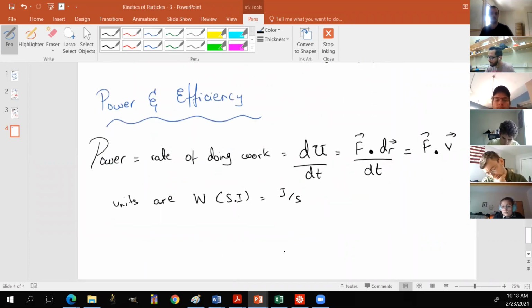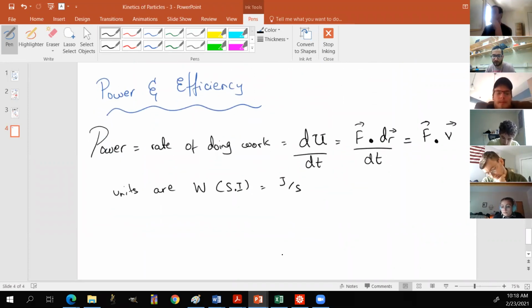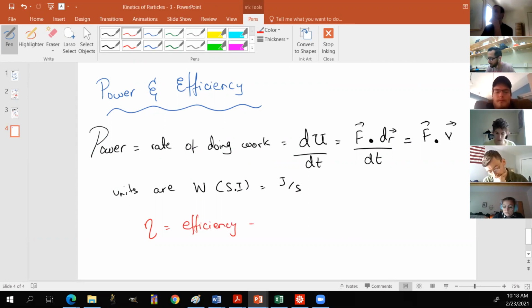All right. And the important thing that you define when you're looking at power is this quantity, which is defined by this expression eta, which is the efficiency, right? And that is equal to your output work divided by the input work.